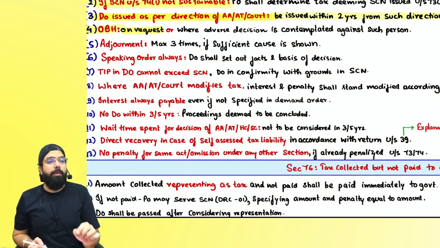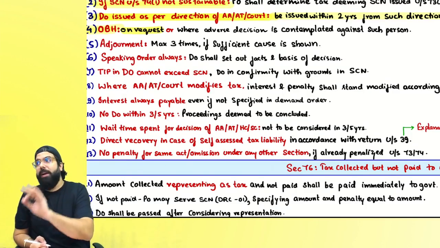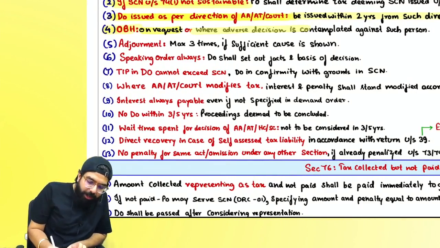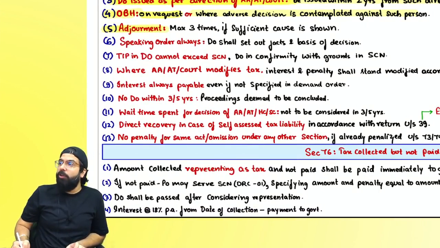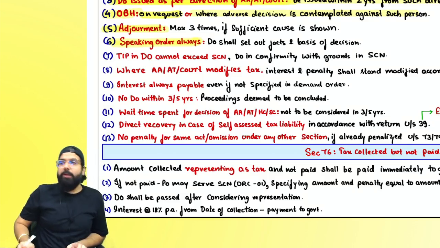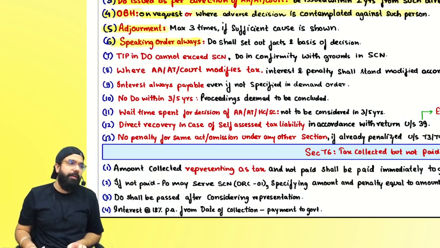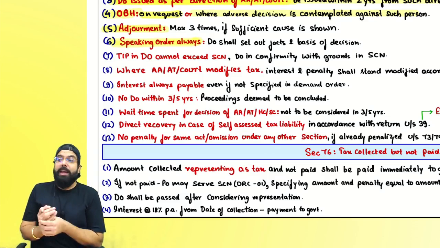And also remember one thing, if they are going to pass an adverse decision against you, in the case of an adverse decision, an opportunity of being heard always has to be given. Sir, if you want adjournment, a maximum of 3 adjournments can be given, provided sufficient cause is shown. Whenever they are giving you a demand order, section number 75 subsection 6 says it always has to be a speaking order.